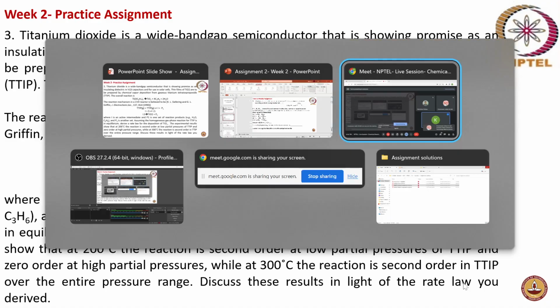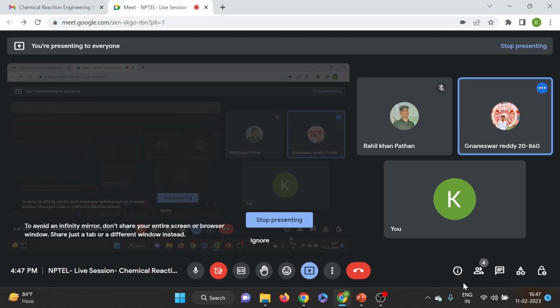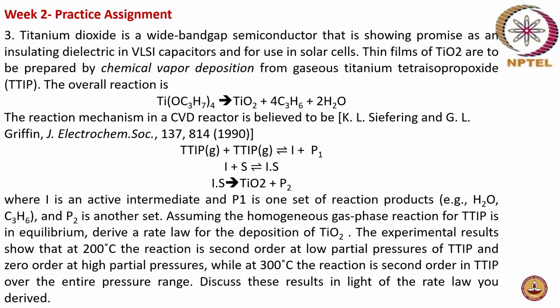Is there anyone? Jnaneshwar. Okay, welcome Jnaneshwar. So we started discussing the practice assignment. Did you go through the lectures? Yes, ma'am. So what was the lecture on, this week 3 content I'm asking about? Catalyst deactivation. Correct. So we were discussing some problems. We are into the third problem. So let's get on to the third problem.